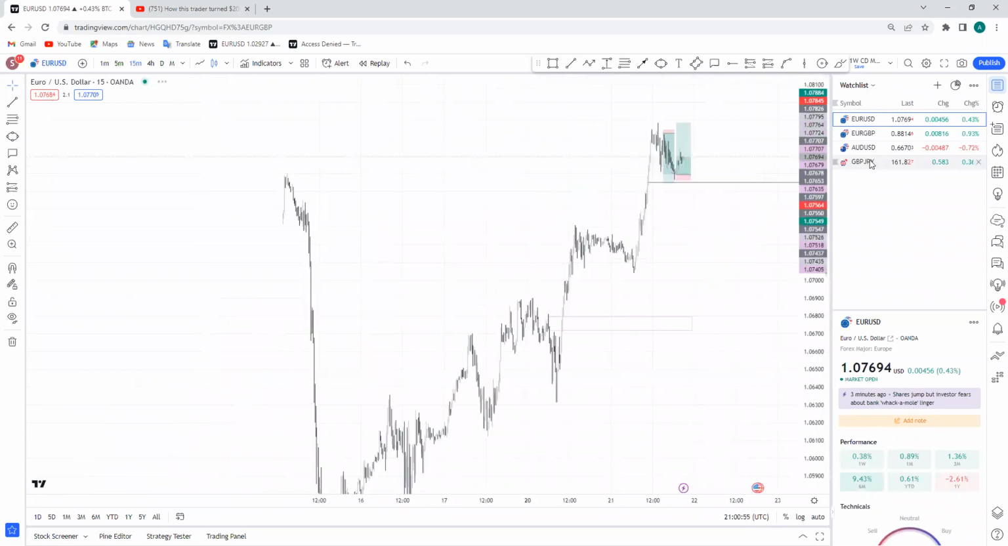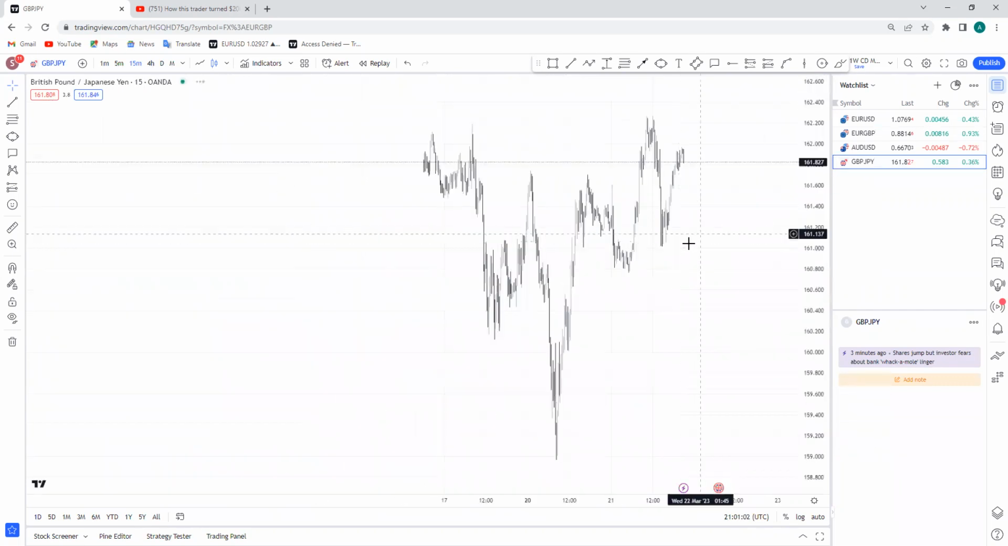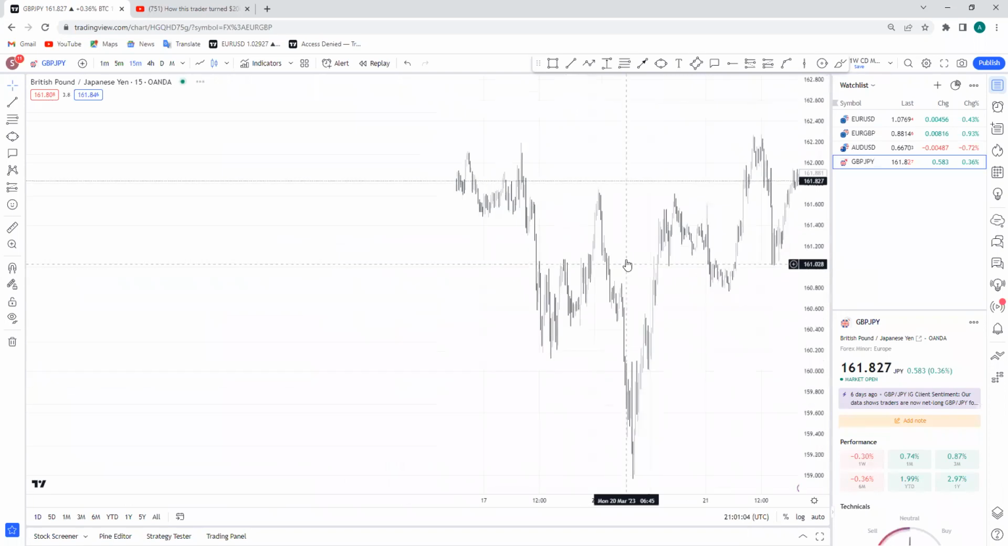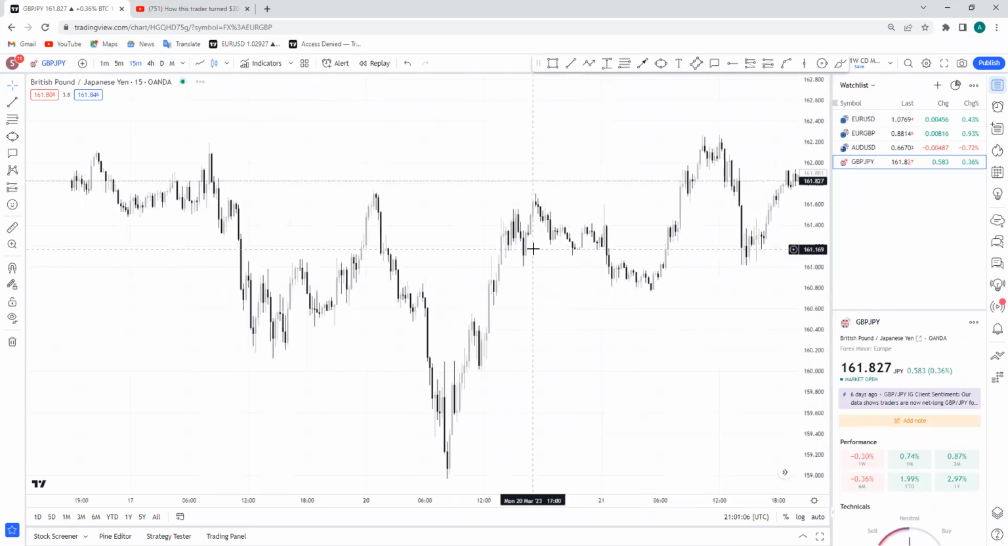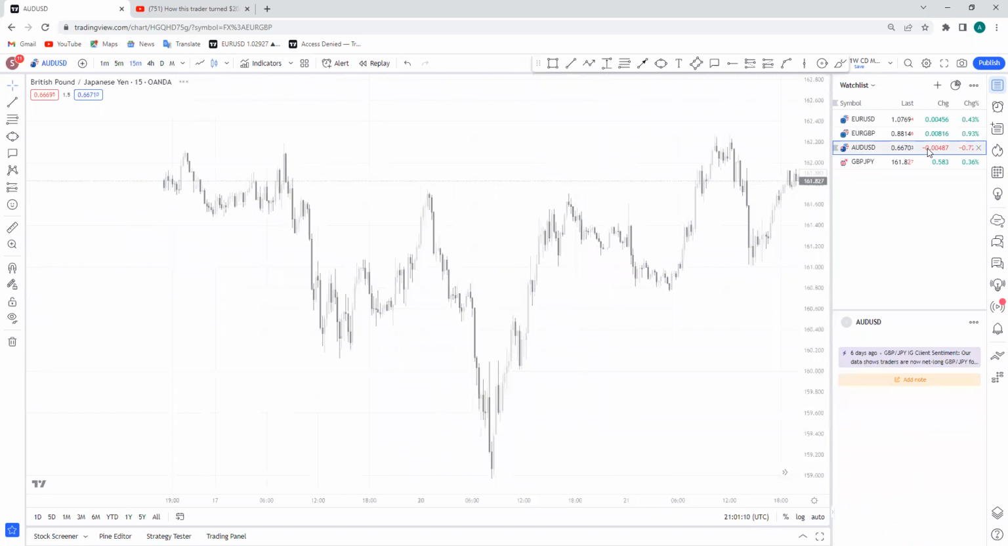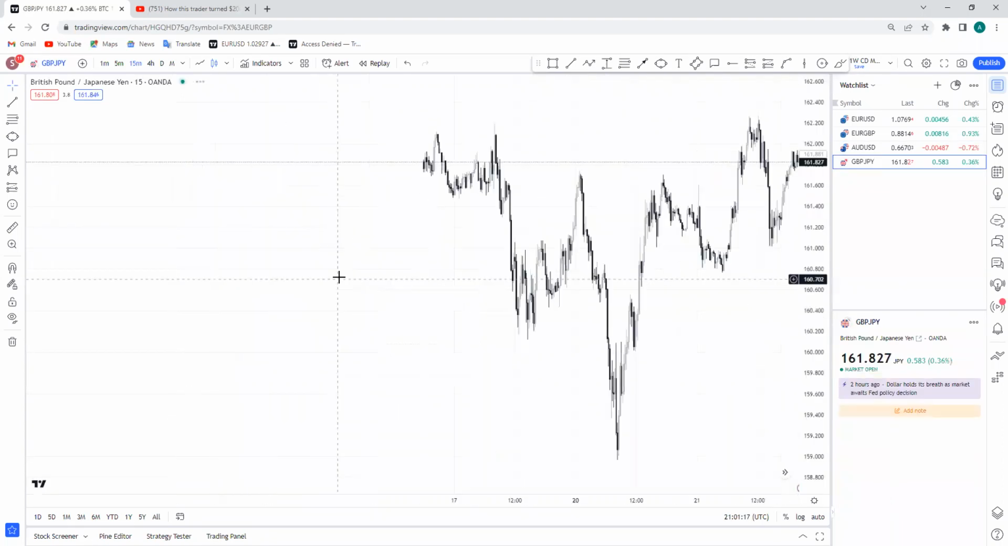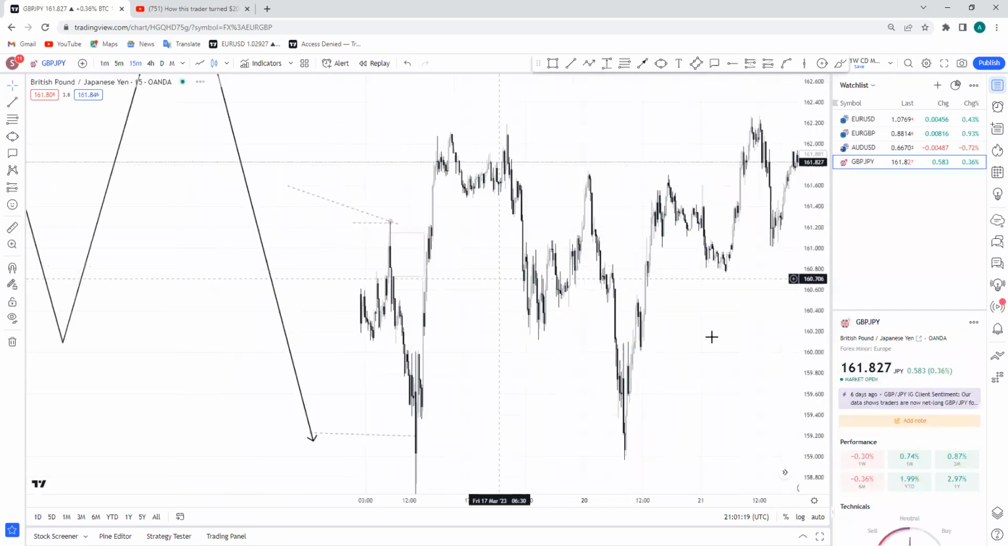Wait. Where are we? I'm coming, please. Load now. Which chart am I using to explain this? Is it AUD or GBP? GBP, JPY. And now I'm not seeing my chart here. Okay, I've seen it.